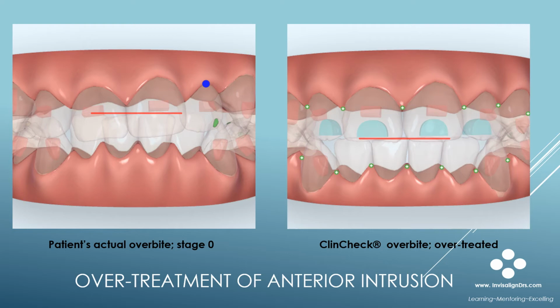And note in this particular case, the overbite is set at zero. This is what I mean when I say that we need to overtreat the anterior intrusion in a deep bite case.